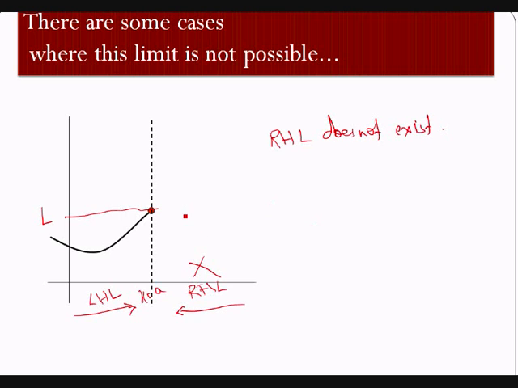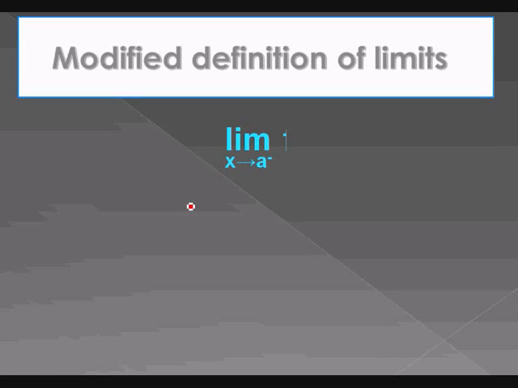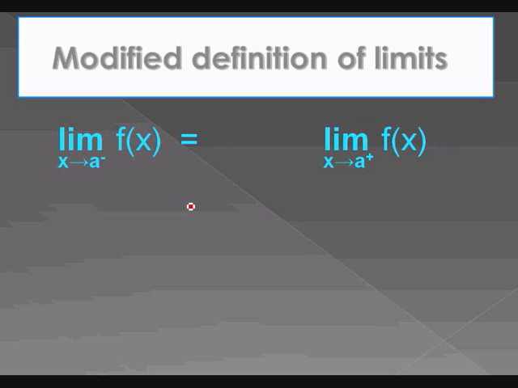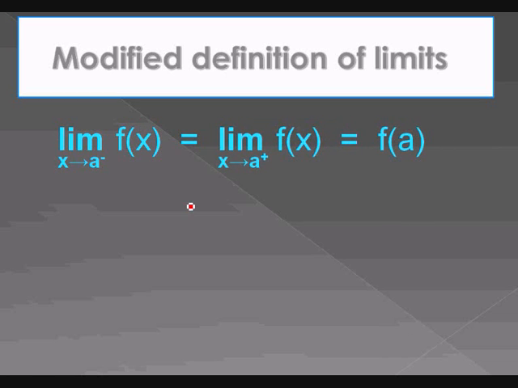Therefore, this function does not have a limit. Let's generalize now the definition of the limit. This is the left hand limit. If this is equal to the right hand limit, and if both of them are equal to f of a, that is the function defined at the point x is equal to a, then we say that the limit of f of x as x approaches a is equal to f of a.